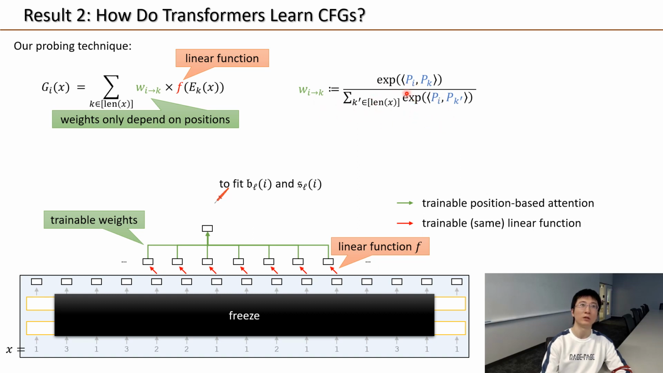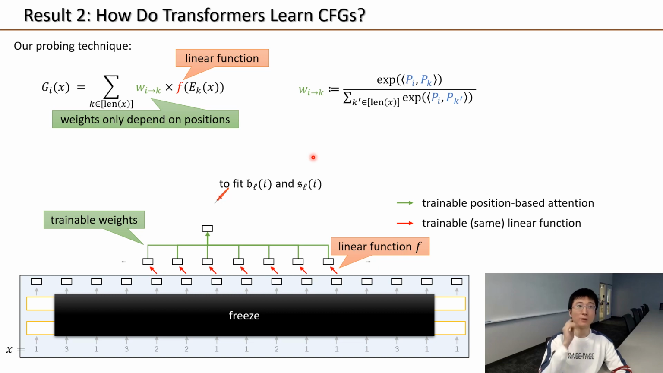For instance, for each position, say position I or position K, you can introduce a positional embedding like PI and PK, and you let them be trainable. And then you can define a softmax function, for instance, as a way for you to choose the weighting here. All right. So therefore the weights are trainable, but do not depend on the input, and the linear function here is also trainable, and it depends on the input x.